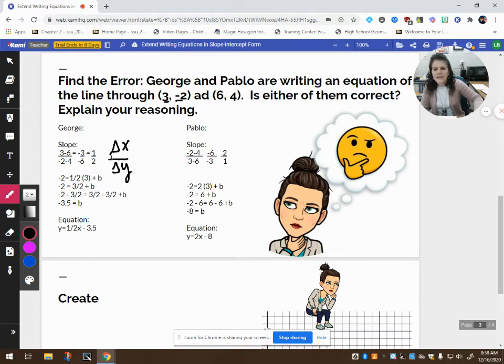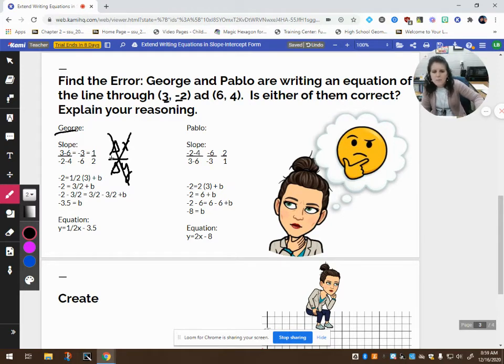Then he plugged it in. He plugged in negative 2 for y and 3 for x. So that looks good. Used his slope. Looks like he did everything else correctly, didn't he? He had 3 halves. He subtracted 3 halves from both sides and got negative 3.5. So he did everything right except for he did change in x over change in y. Poor George. All that work and totally wrong answer.